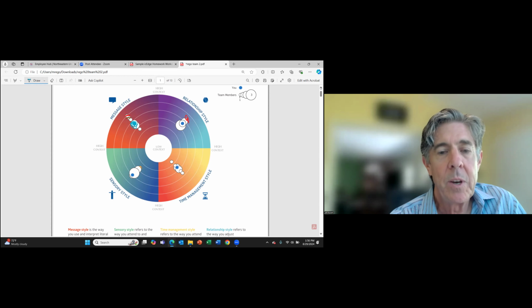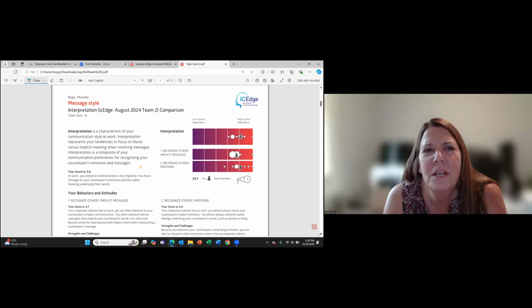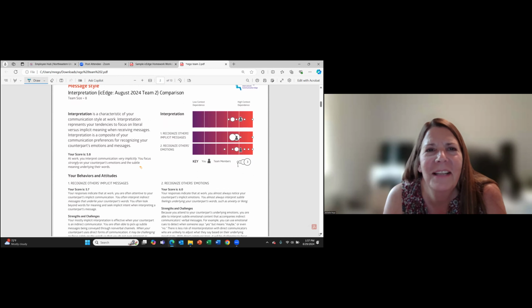At level 2, I think we want to look at message style. Yeah, let's start at message style, probably. Look at all those little scribbles. Oh, right, they say on the screen, not on the document.